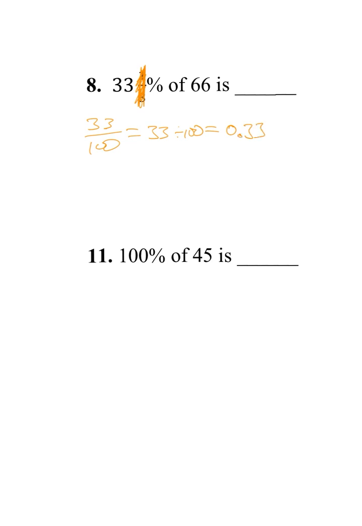0.33. So we're going to take 0.33 of 66, not 60, 66, and then when we do that on our calculator, we should come up with, I believe, 22. So trust but verify. So 33% of 66 is 22. Alrighty, on to number 9.